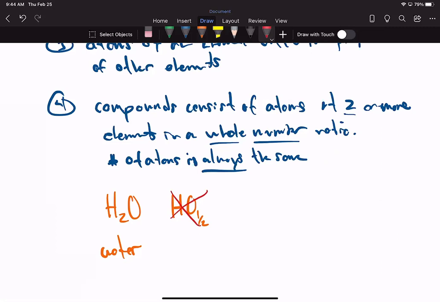H2O is what makes water, right? Just because I add another oxygen, well, I do have at least 1 oxygen and I do have my 2 hydrogens, this is not water. Water always has the same number of atoms. Water is always H2O. Here we have a 2-to-1 ratio. Here we have a 2-to-2 ratio. That is not water. H2O2, if you're curious, is hydrogen peroxide.